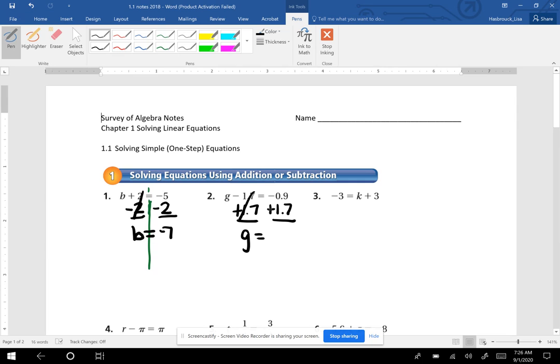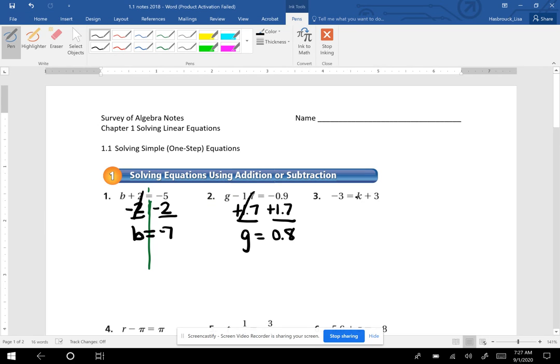On the right, 1.7 minus 0.9 is another way you could think of this. So you could think of it as money. You have $1.70. You're subtracting 90 cents from it. That should give you 80 cents left, which is 0.8. And you're done.